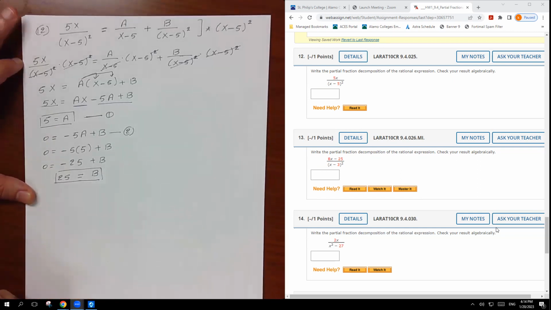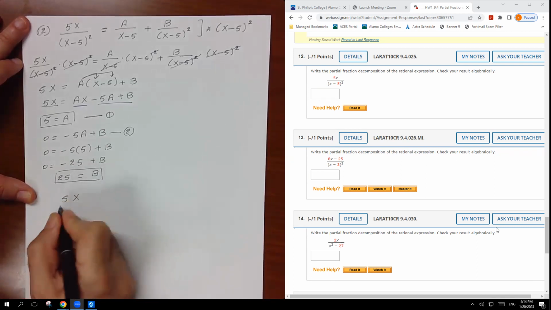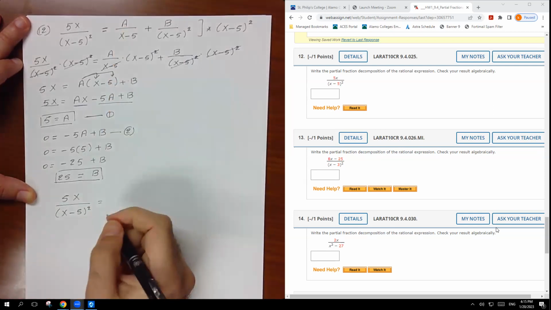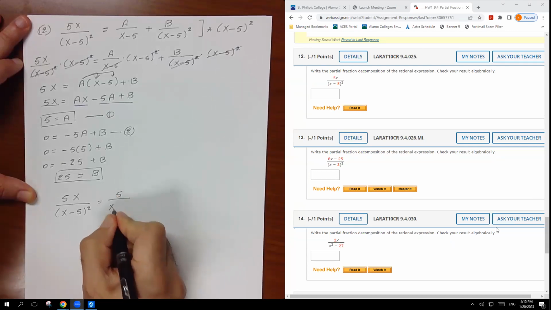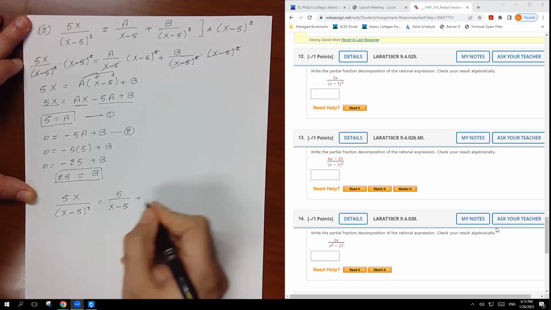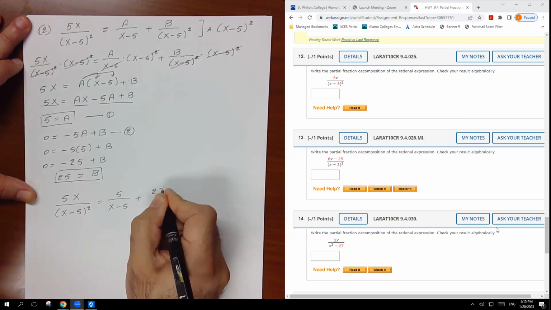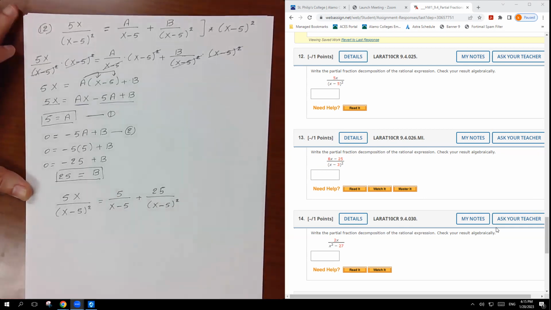We're just going to go ahead and write down the partial fraction. So 5x over x minus 5 squared is going to be equal a, which is 5, divided by x minus 5, plus b, which is 25, divided by x minus 5 squared. That's it for this one. This is the partial fraction.